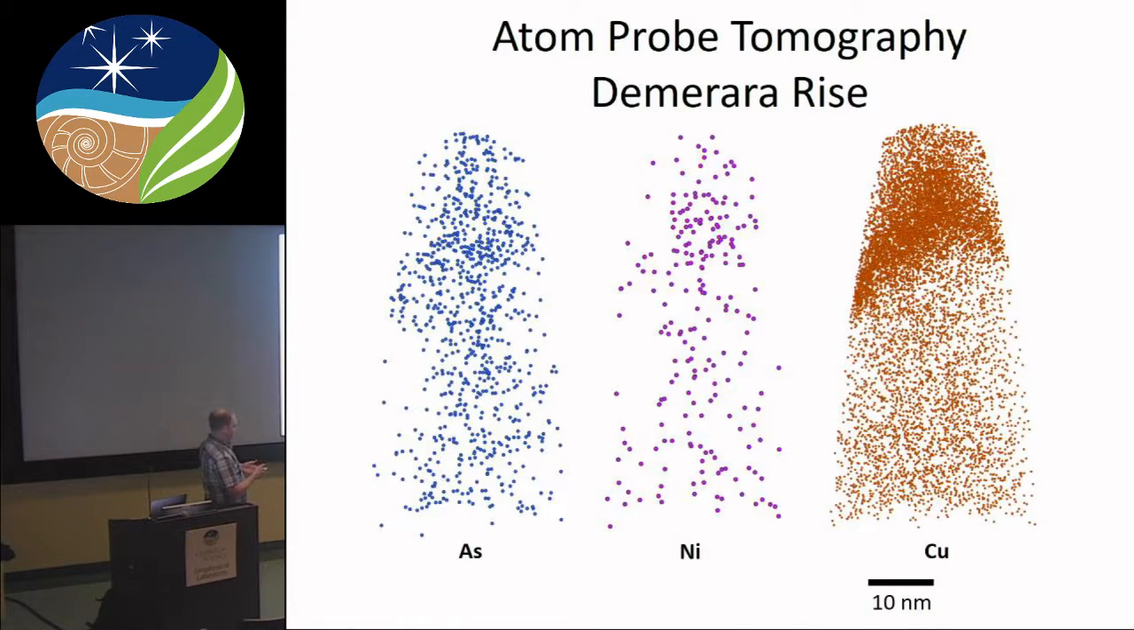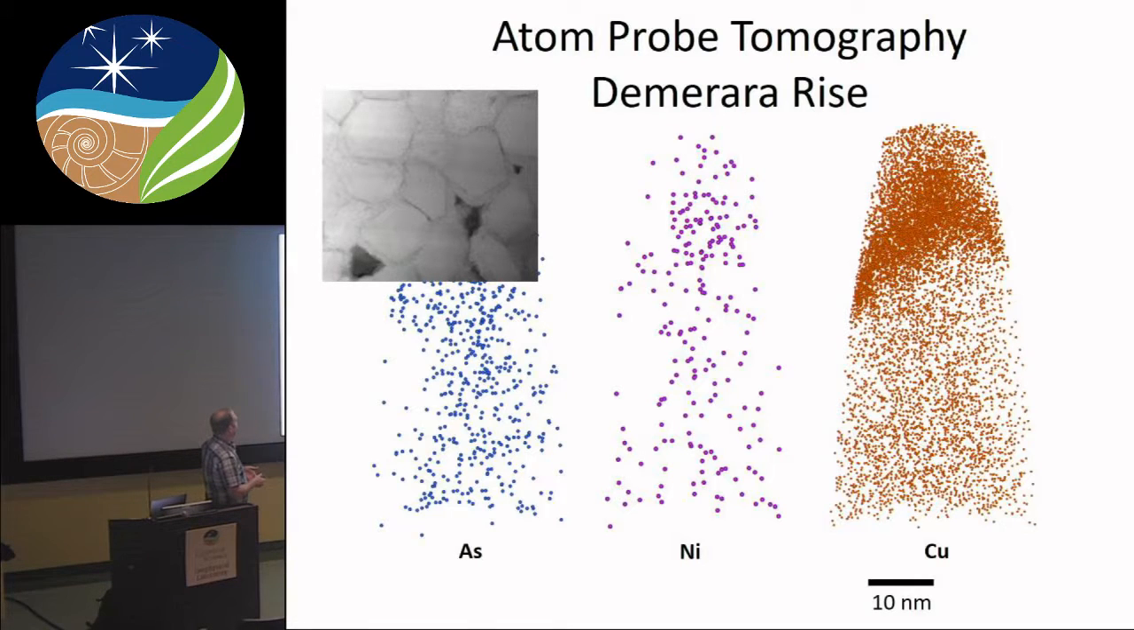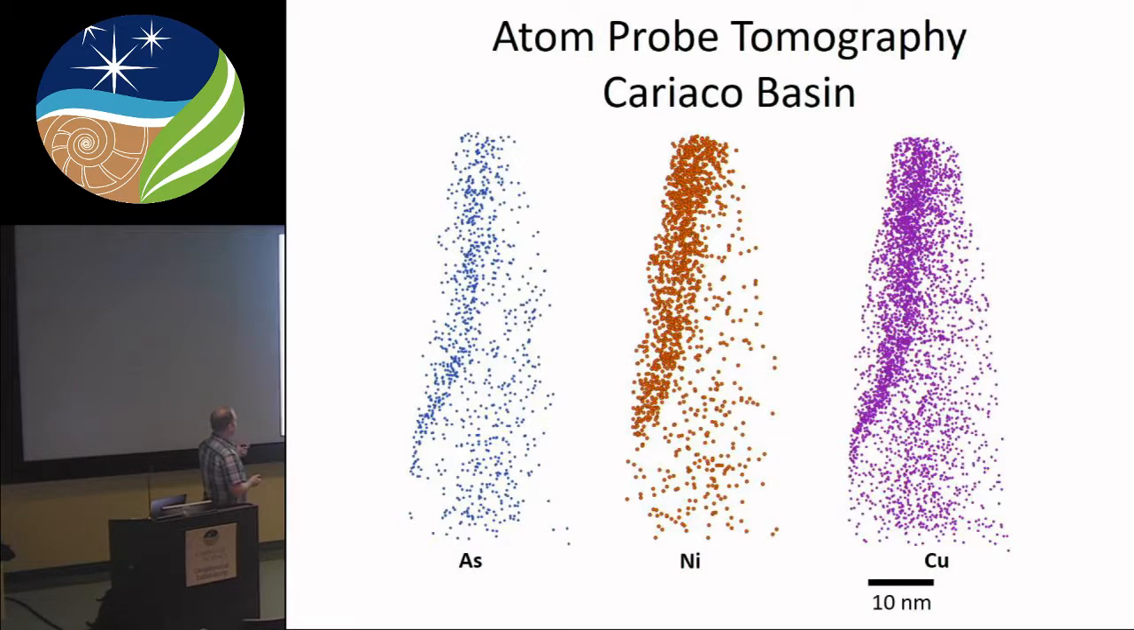This is from the Demerara Rise, and while nickel and arsenic isn't too clear, you can see that copper is very much associated with these intergrain boundaries. This is a TEM liftout, and this tip is going across one of these boundaries between these individual microcrystals in the rhamboids. And we saw a similar thing again with the Cariaco Basin, where we didn't get across it, but we got the edge, which is elevated in both nickel and copper, and to a lesser extent arsenic.